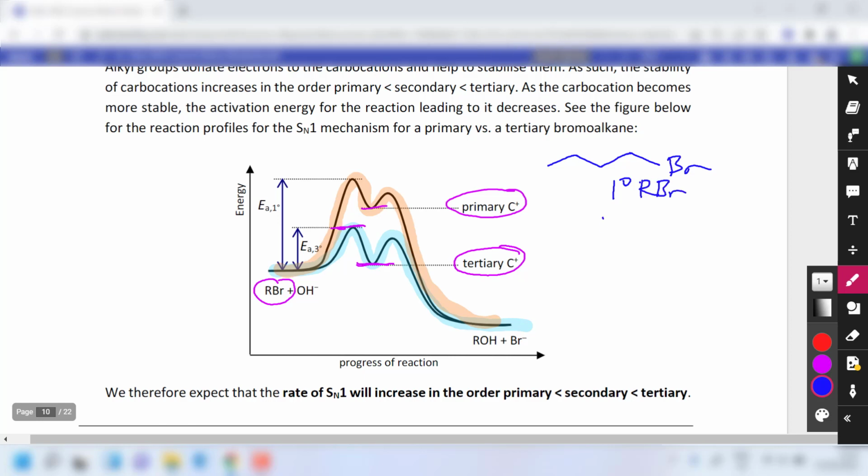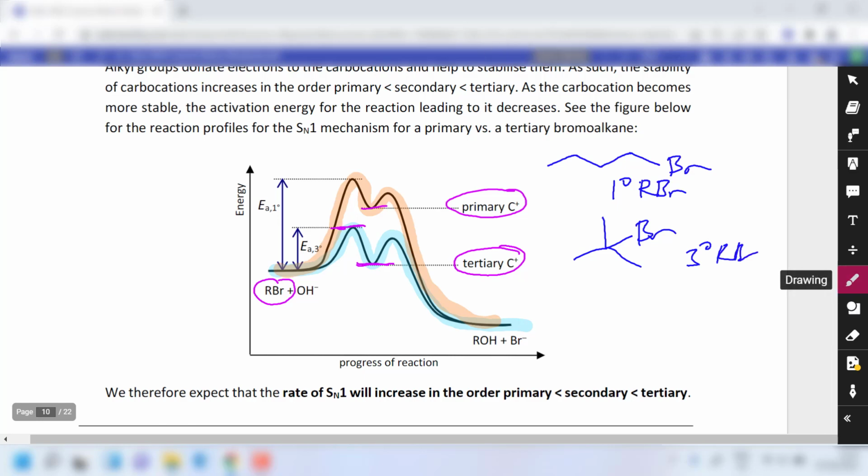Okay, and then I will draw the tertiary counterpart. Okay, so this is a tertiary RBr. So these two are isomers. If you are able to draw the rest out, you can, but I'm only interested in these two. Why is it that I'm only interested in these two? Because number one, we need to make an assumption that the initial energy of these two are similar, and of course the alcohols are also similar in terms of energy. Okay, but in the transition state leading to a tertiary carbocation, the energy is very different.